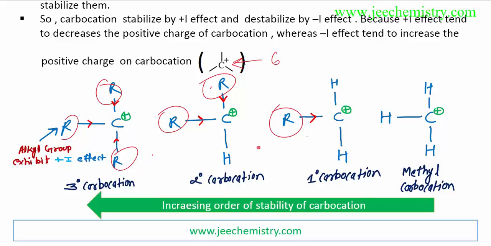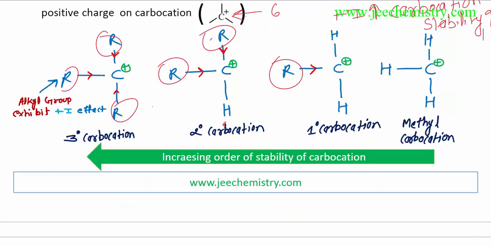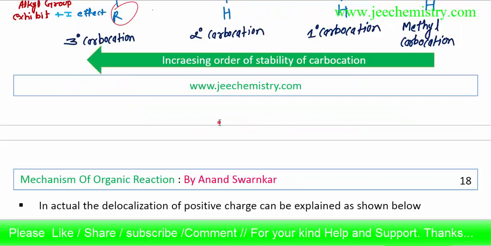So as the plus I effect increases, carbocation stability increases. The plus I effect will increase the carbocation stability. And if an NO2 group is attached anywhere, there is a decrease in the stability of the carbocation, because the NO2 group has a minus I effect. It will increase the plus charge. In this way the compound is destabilized, decreasing the stability of the carbocation.